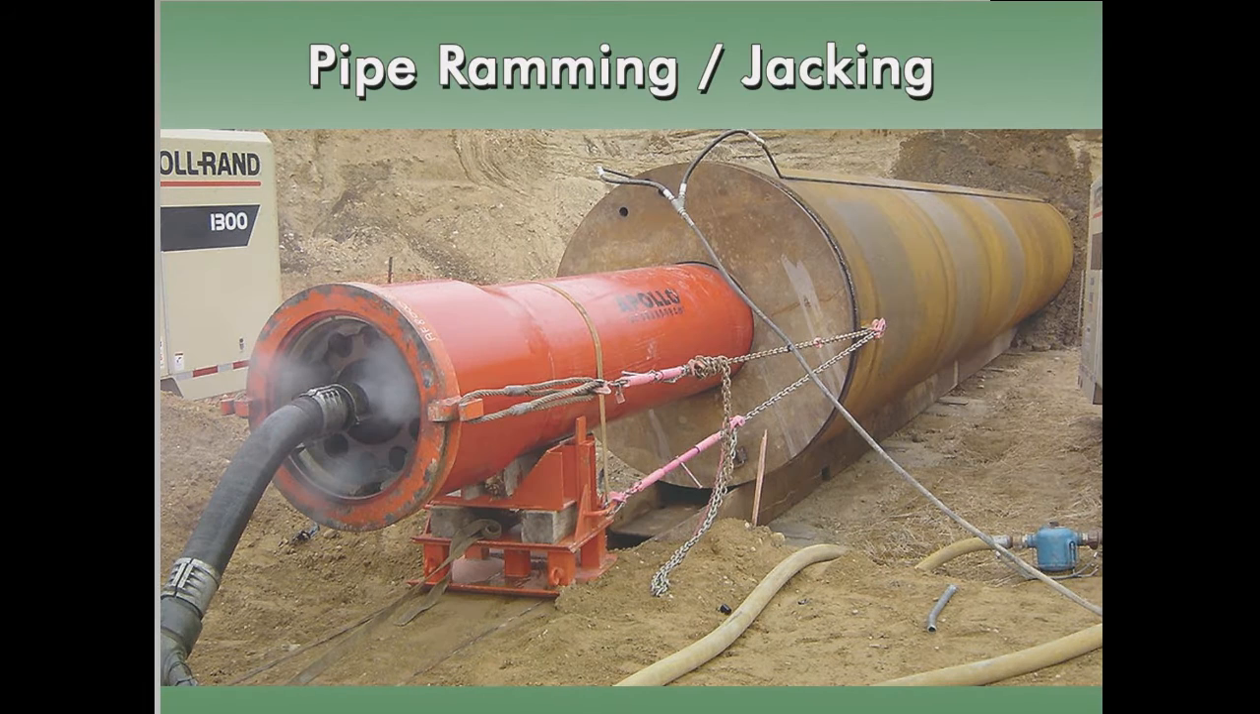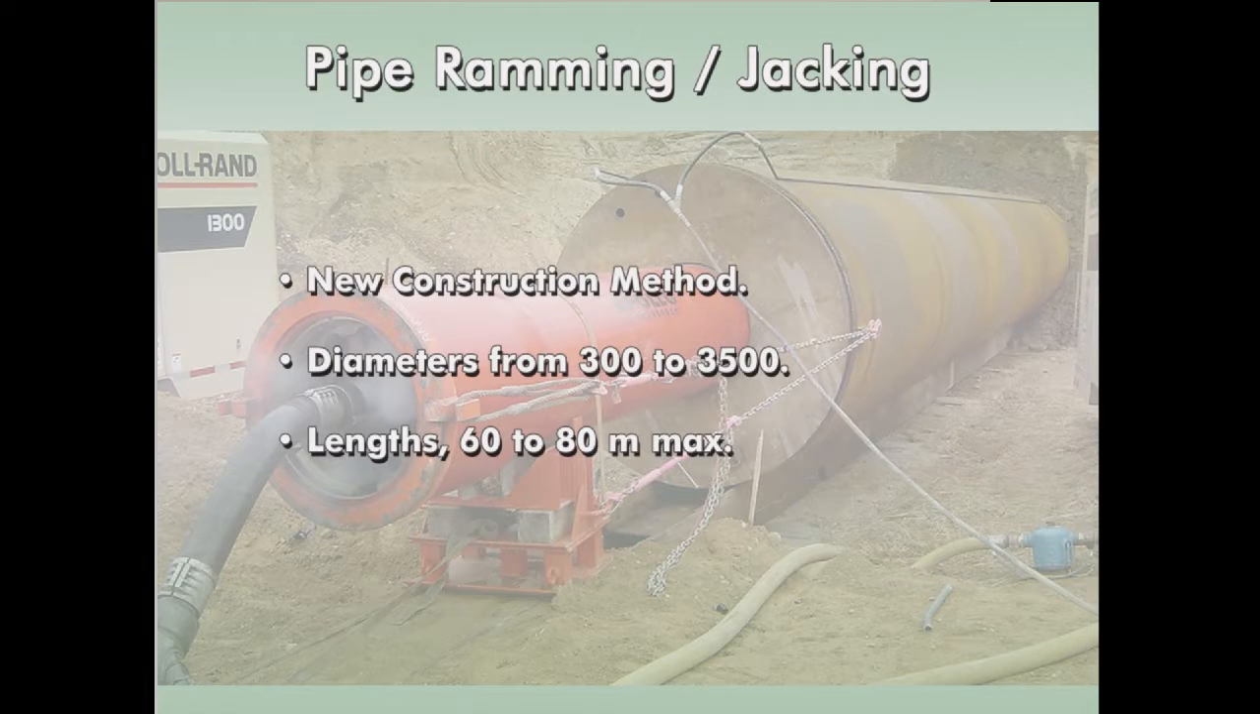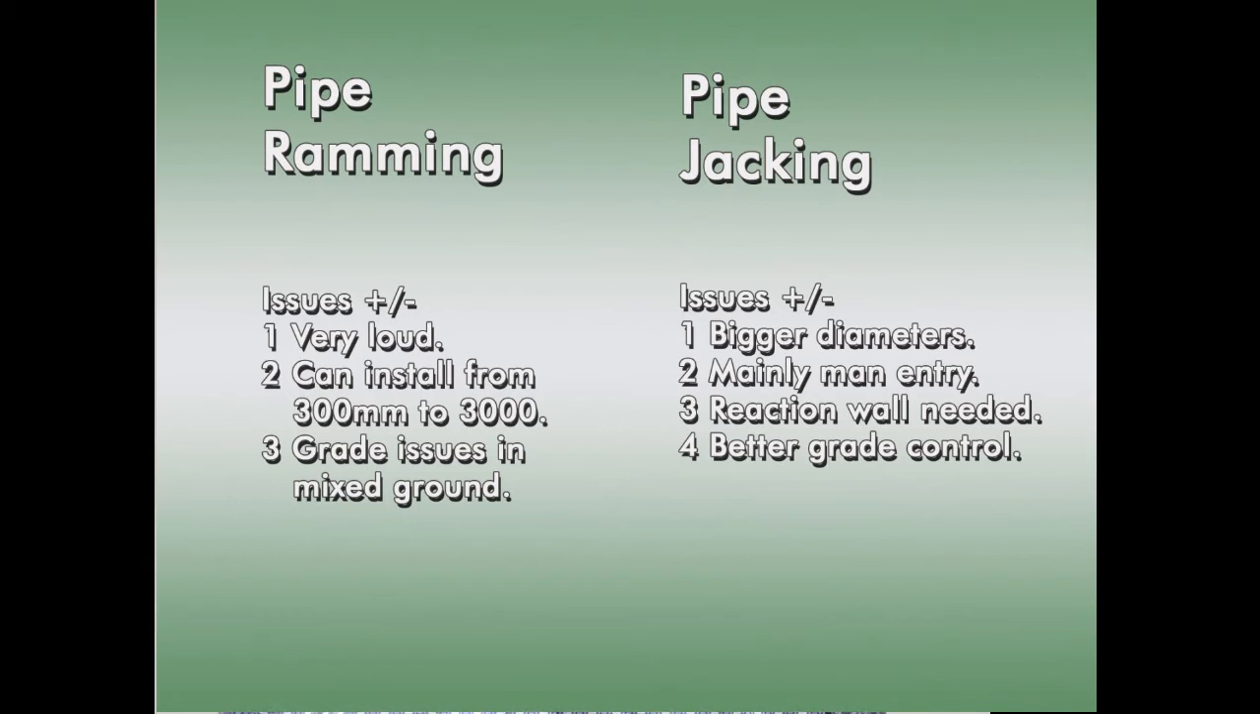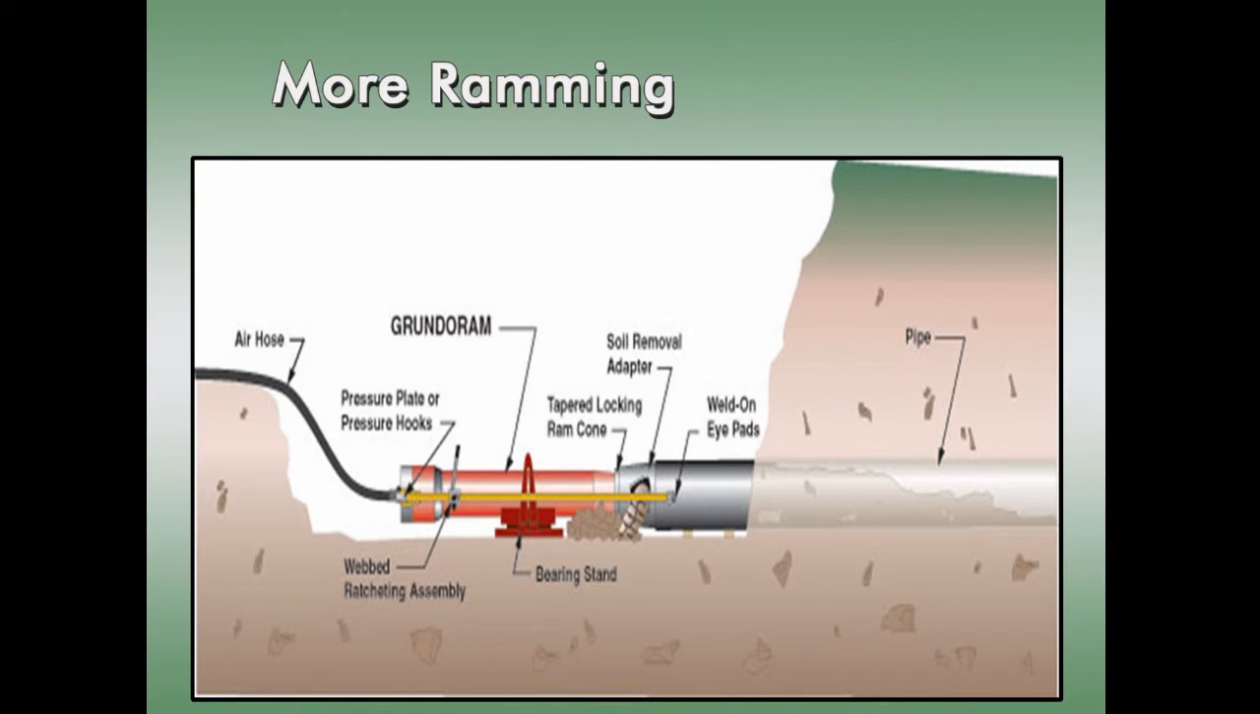Pipe ramming. Pipe ramming is a very loud process. You can install anywhere from 300 millimeters to 3,000 millimeters diameter pipes. Grade is not as good as it is with pipe jacking, in that if you hit materials like cobbles or stumps, it can tend to push the pipe away, off grade and offline. But it does have the ability to go further, and it does have the ability to split rocks if they are on the way.